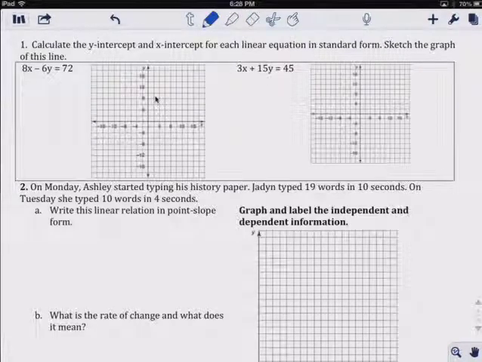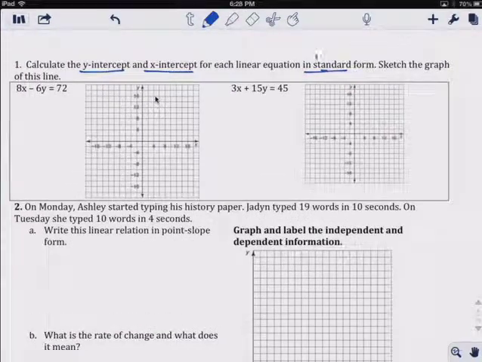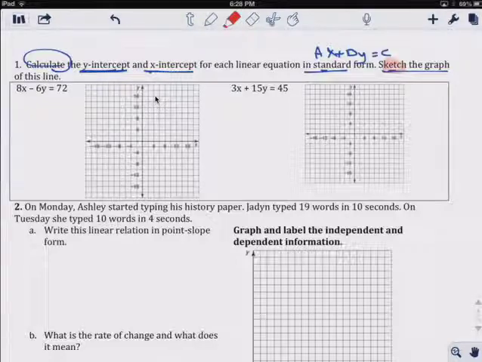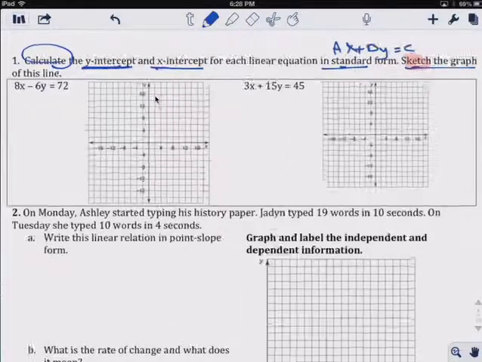Calculate the y-intercept and the x-intercept for each equation in standard form. Standard form is ax plus by equals c. So we're just calculating the y and the x-intercept. We sketch the graph. That means when they say sketch, don't do slope. Just sketch it using the x and y-intercept.